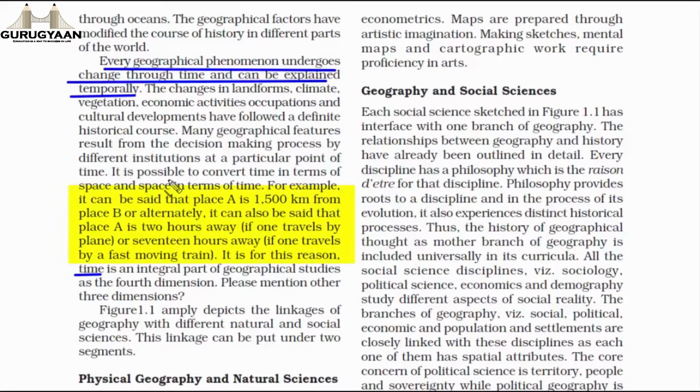A simple example from this book we can see is that we can say that place A is 1500 kilometers away from place B. Now this is purely based on distance. Yes, you know what the distance between place A and place B is, but it can also be said in a different way. You can say it in terms of time. You can say that this distance can be covered over a course of 2 hours, or these two places are 2 hours away. So what you see over here is that time has been used as a yardstick to measure distance. Therefore, time is very important in understanding any geographical phenomenon.